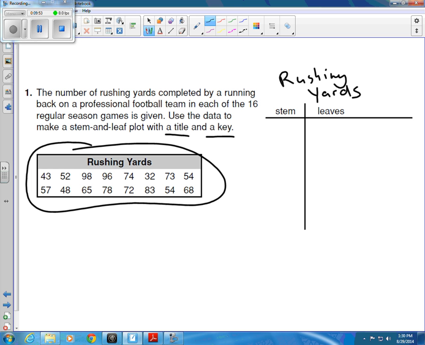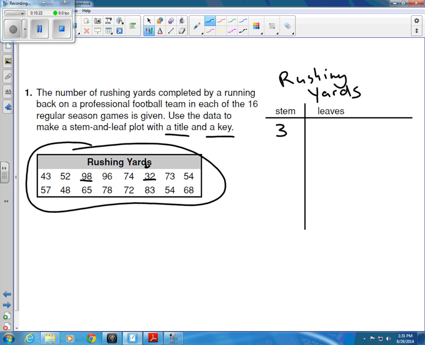In this case, because our rushing yards are ranging, it looks like our smallest number is 32, and it looks like our largest number is 98. Because we have the biggest digit being the tens place, that's what we're going to use for our stem. With that being said, our smallest stem, our smallest tens place, is a 3, right there in that 32. So that's actually going to be my smallest stem.